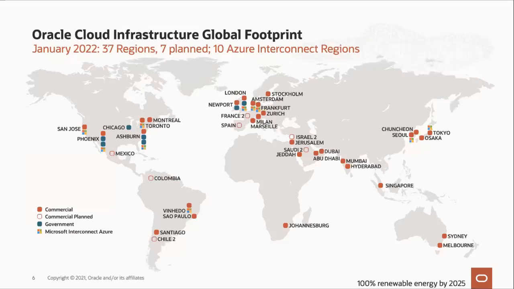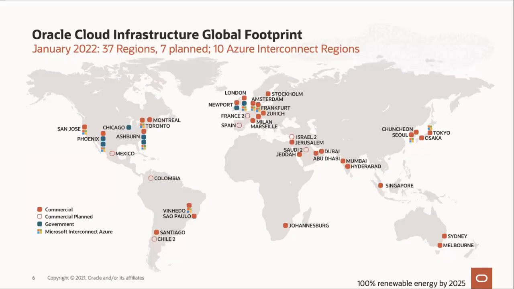Next, we have our Oracle Cloud Infrastructure regions. You can see this is our global footprint map, and this is our most recent map. Currently we have 37 regions with 7 planned, and we also have 10 Microsoft Azure Interconnect regions.